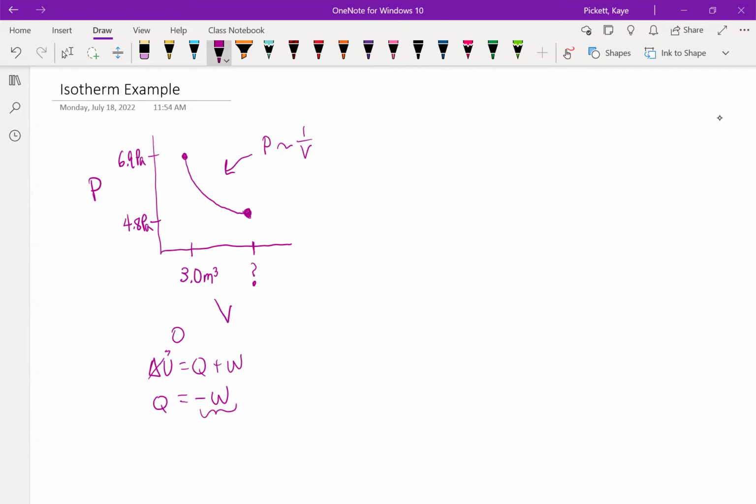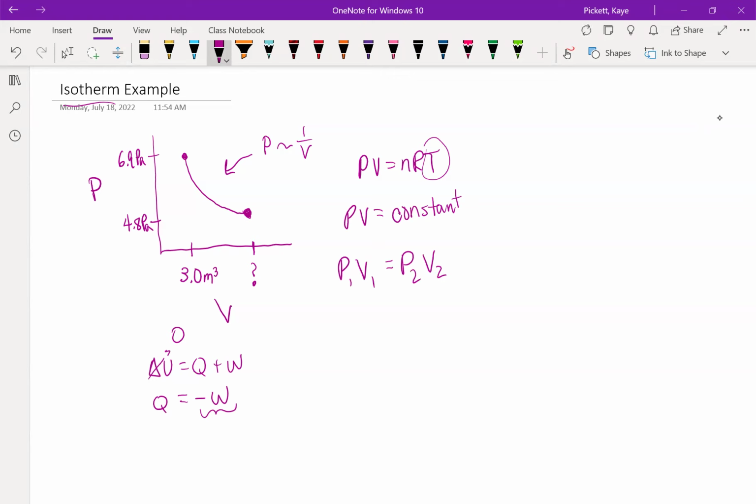Okay, we're going to go back to our favorite ideal gas relationship, PV equals nRT. And since the temperature is going to be the same because this is an isotherm, since the T is constant, we know that P times V is a constant. And so we have P1 V1 equals P2 V2. So now I can find my final volume.